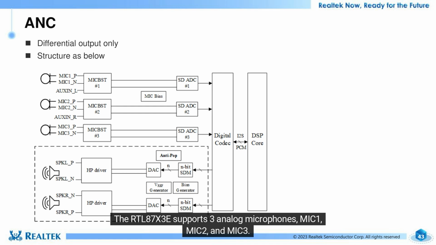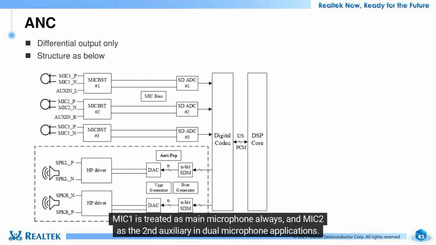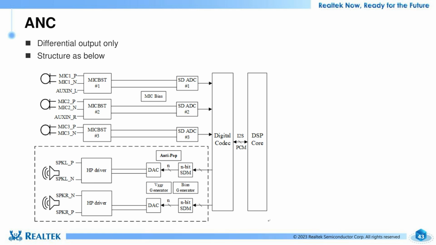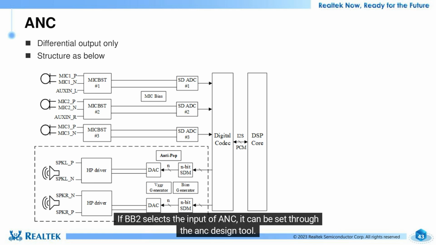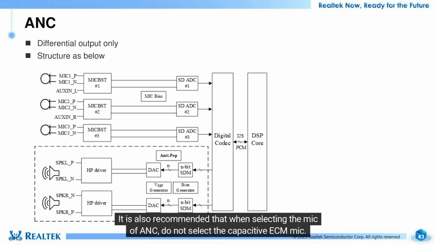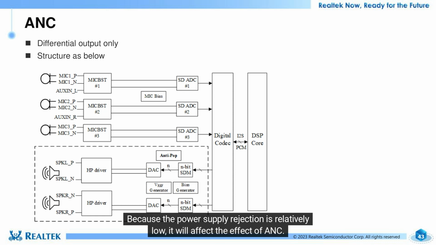The RTL87X3E supports 3 analog microphones, Mic 1, Mic 2, and Mic 3. Mic 1 is treated as the main microphone always, and Mic 2 as the second auxiliary in dual microphone applications. If BB2 selects the input of ANC, it can be set through the ANC design tool. It is also recommended that when selecting the mic of ANC, do not select the capacitive ECM mic, because the power supply rejection is relatively low, it will affect the effect of ANC.